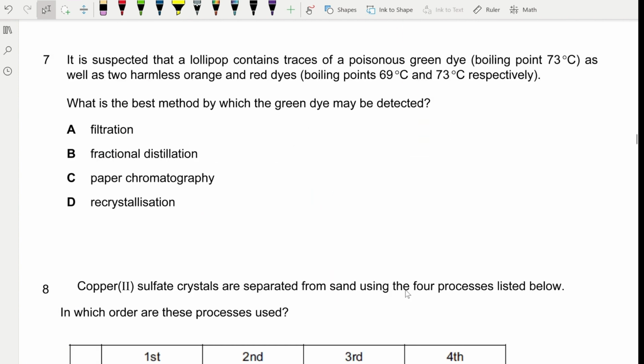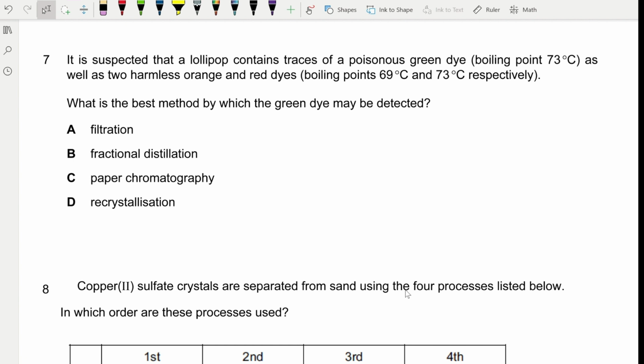Question 7. It is suspected that a lollipop contains traces of poisonous green dye, boiling point 73, as well as 2 harmless orange and red dyes, boiling point 69 and 73. What is the best method by which the green dye may be detected?